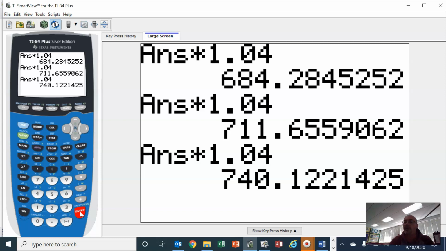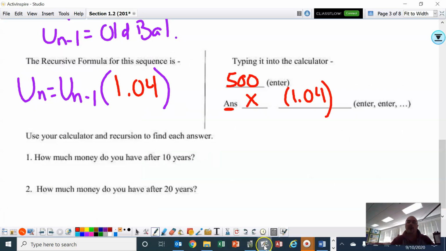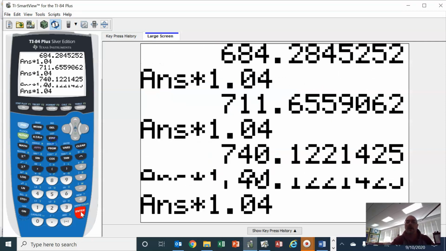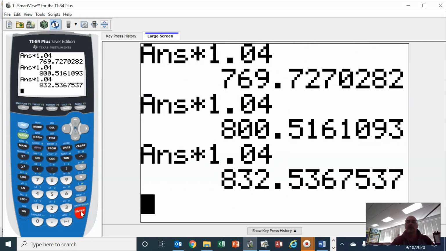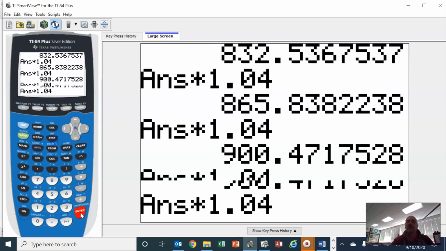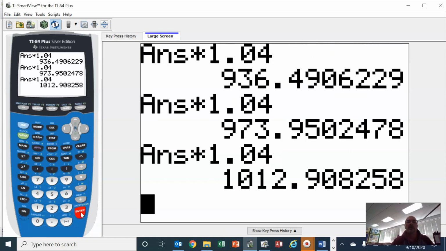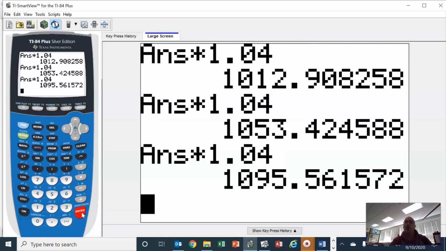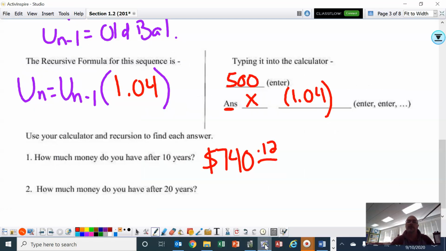So that's $740.12. All right, so after 10 years, you have $740.12. Now that's if you don't put any more money in the bank, you just leave it there. 20 years, well, that's easy, I just have to keep counting. 11, 12, 13, 14, 15, 16, 17, 18, 19, 20 years, $1,095.56. All right, now that's compounding it once a year, annually. Uno, once a year.